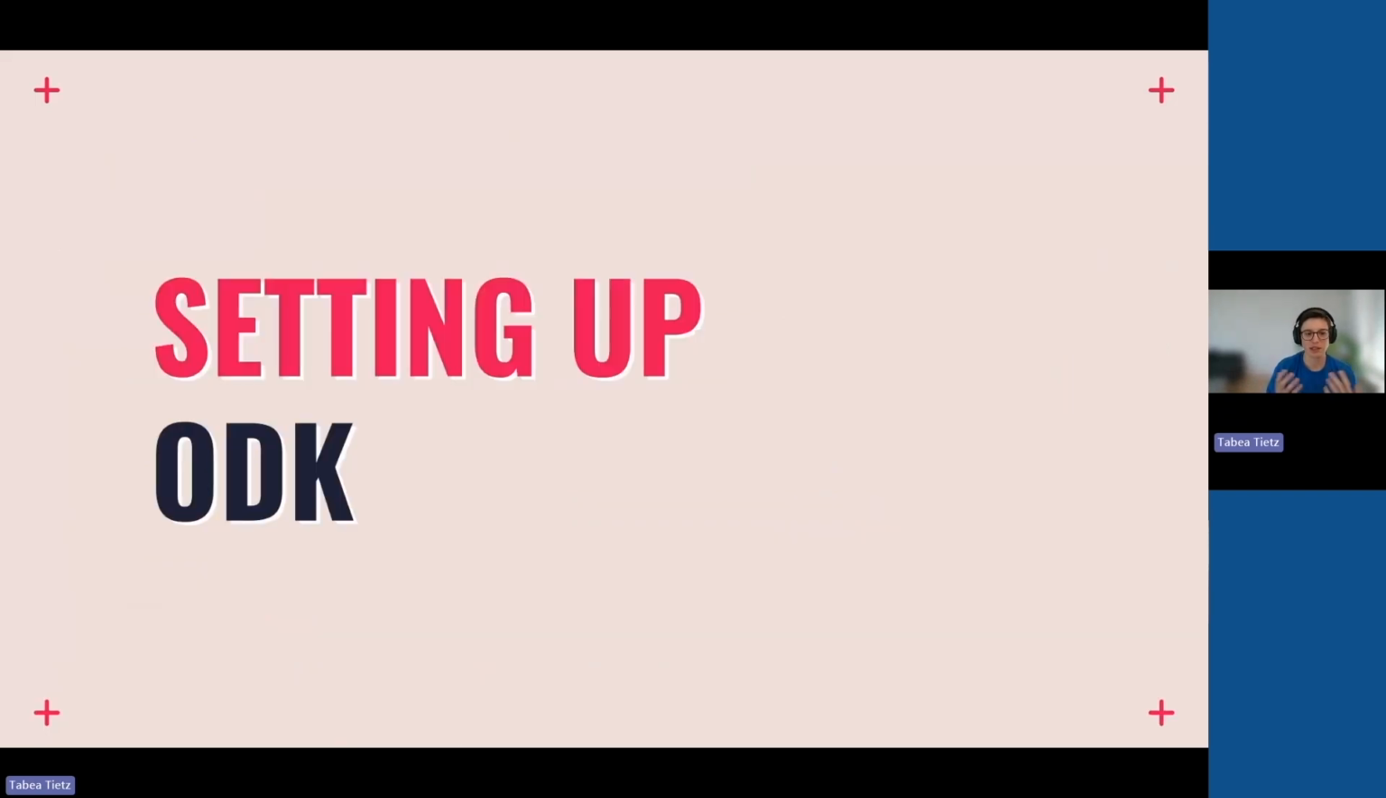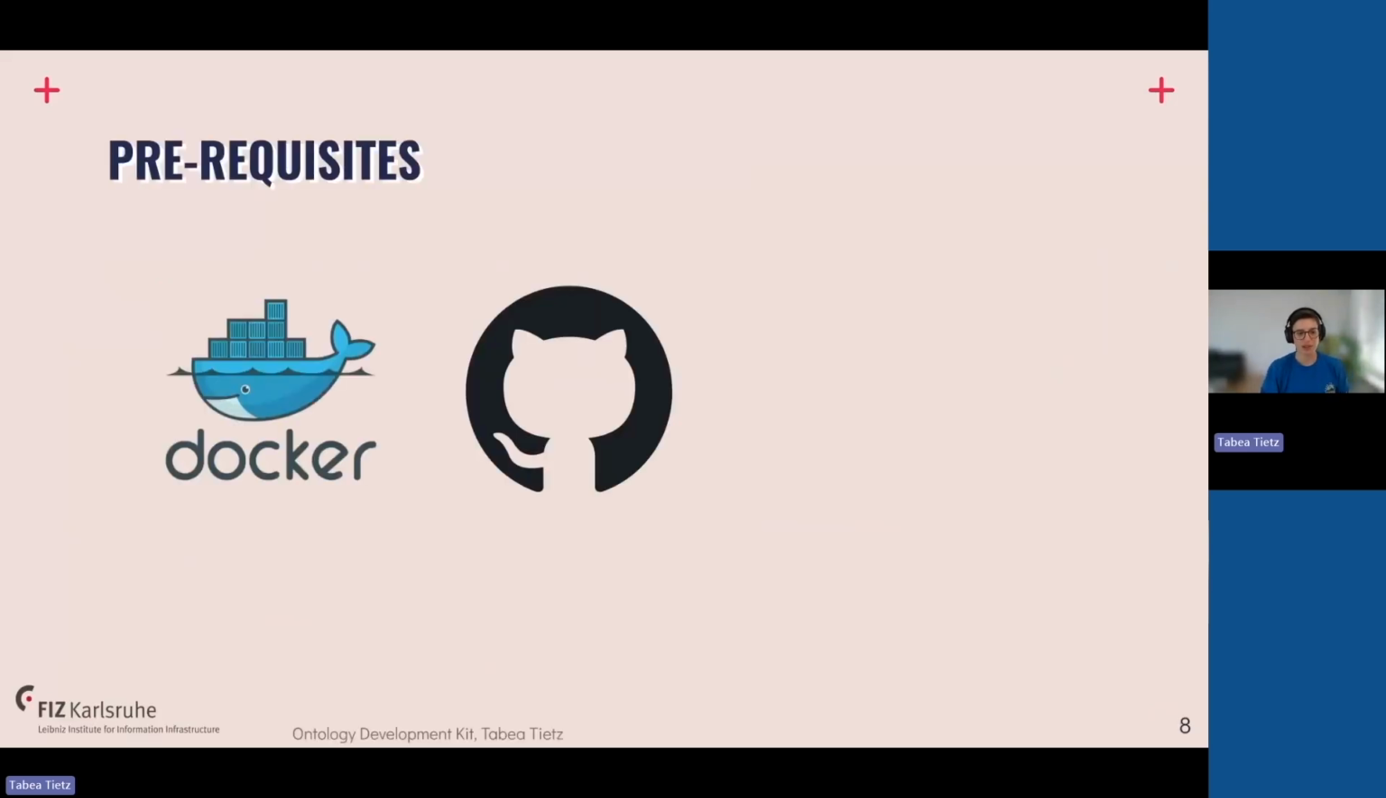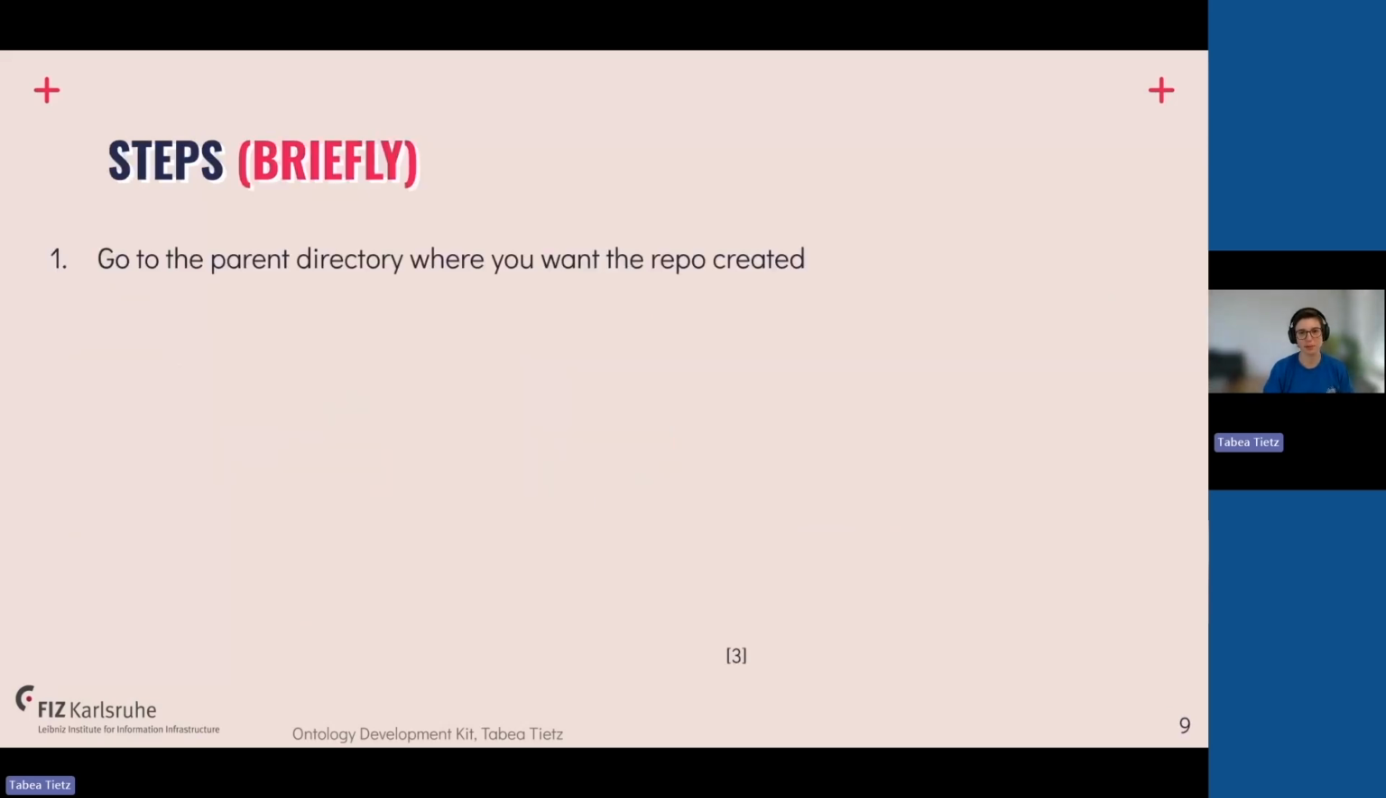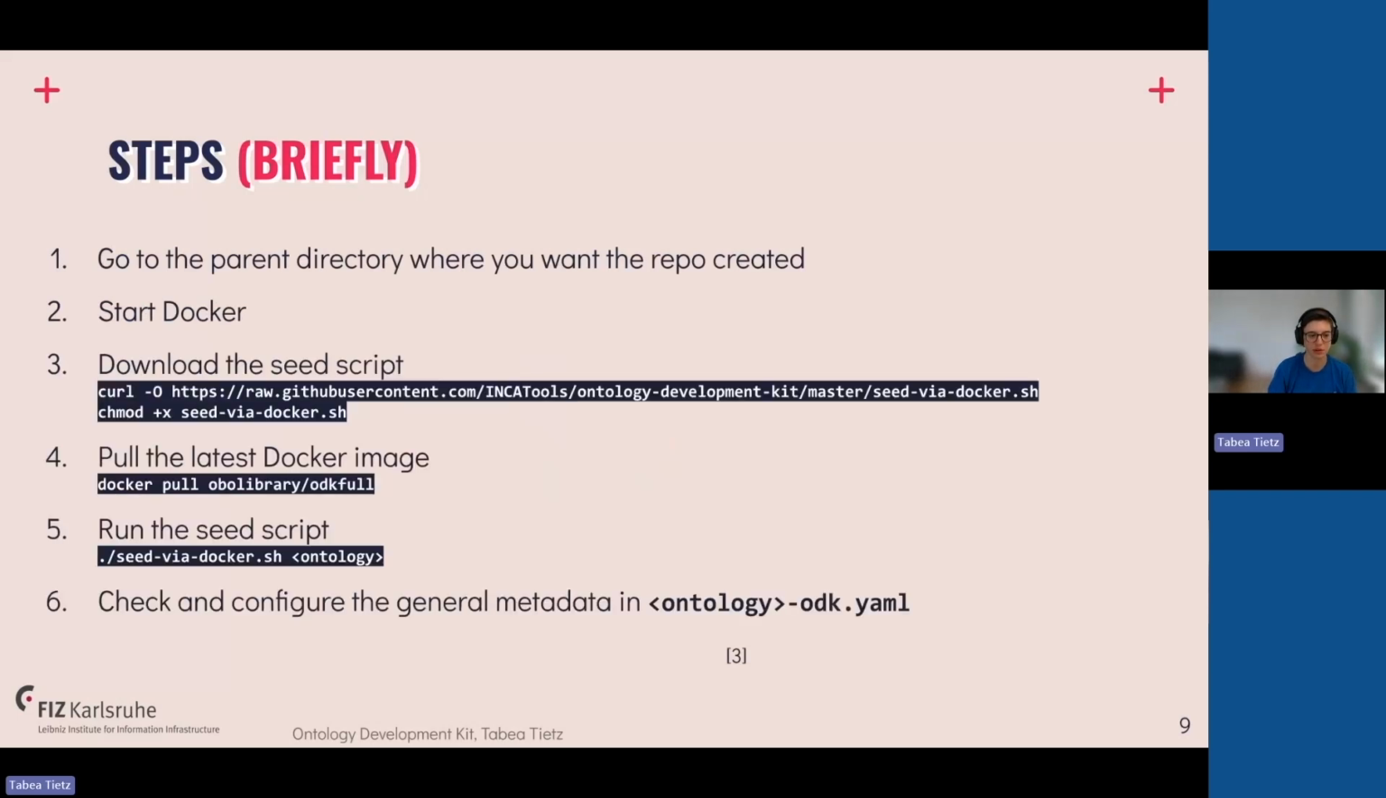But let's talk about setting up ODK. I've been informed that last week there was a presentation about the seed script and so on. So I will not go into a lot of detail here, and we'll just skim through it, because I'm assuming that last week, please tell me if I'm wrong, you already got a lot of detailed information about that. The prerequisites are very simply Docker and GitHub, and the steps to create your ODK instance are also very simple.